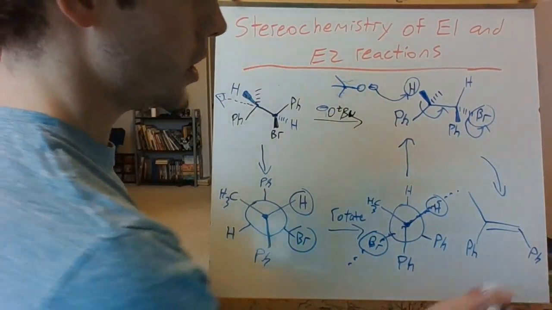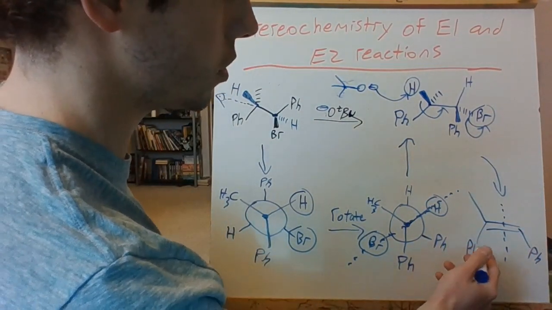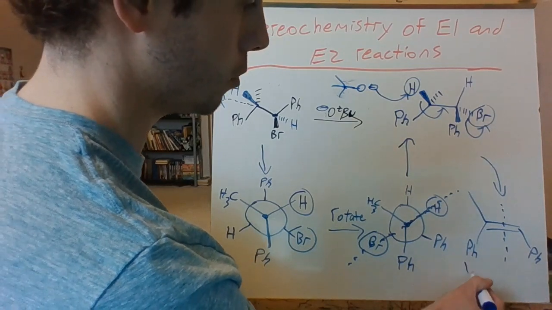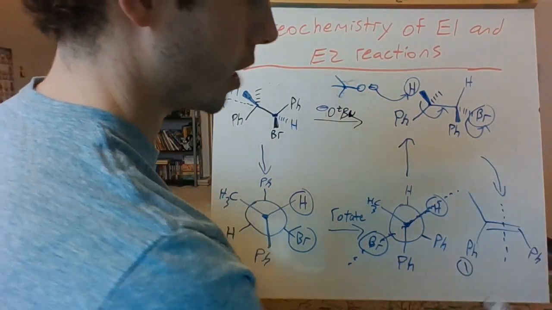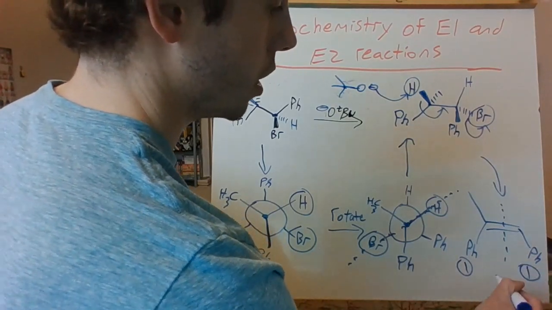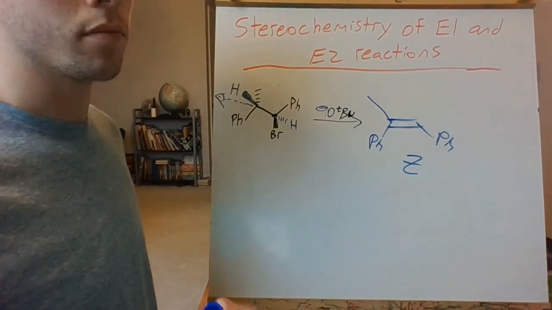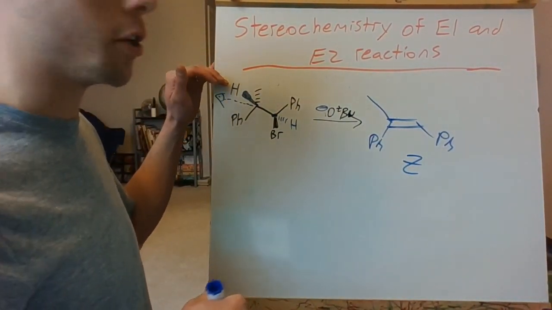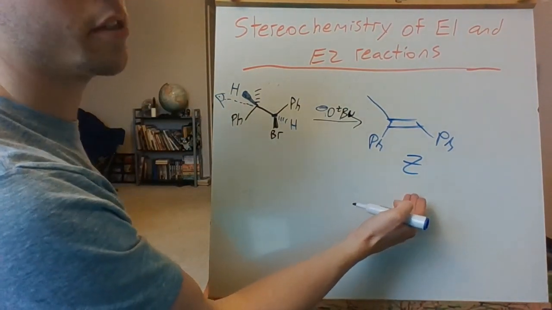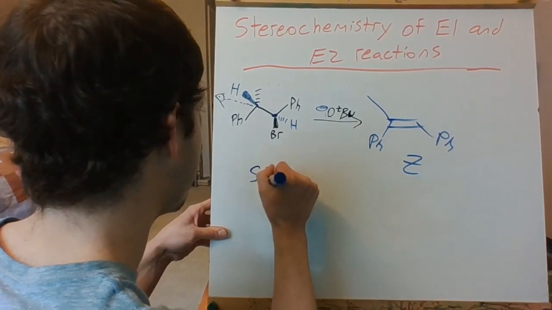Is this E or Z? We chop it down the middle. We look on each side. So if we look at the left, we see that phenyl is going to beat out methyl group, making it priority 1. And then phenyl is going to beat out our hydrogen, making it priority 1. And so this alkene is Z. So we see that because of the stereochemistry of our starting material, we are forced to get the Z isomer here. And so what do we call this type of process?